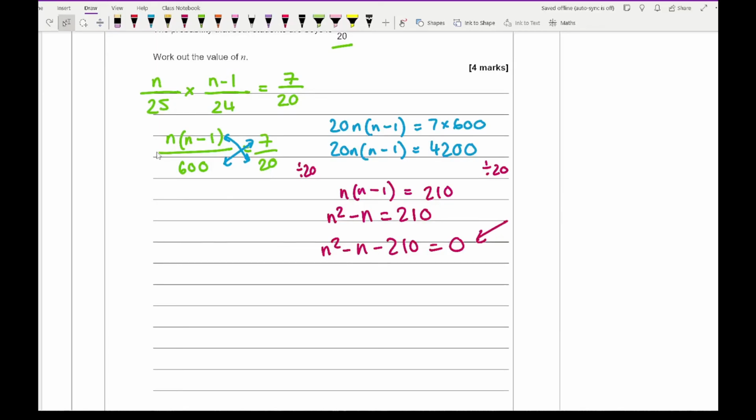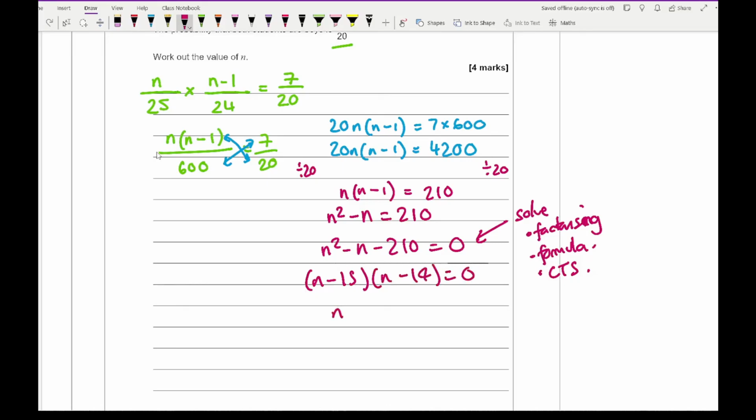Now what we want to do is solve this quadratic. You can either do it by factorizing, or using the formula, or you could use completing the square. It's entirely up to you, but it does factorize, and it's (n minus 15)(n plus 14), giving us two answers of n equals 15 or n equals minus 14. Sorry, that should be a plus there, so that should be minus 14. Now it can't equal that because you can't have a negative number of boys, so the correct answer is n equals 15.